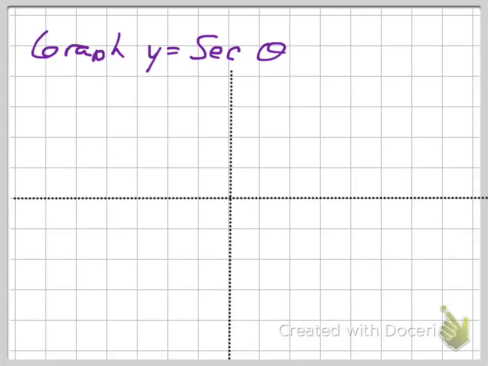So we don't know what it's supposed to look like, so we're going to make a table. It's obviously going to be some sort of trig graph, so it's going to kind of repeat. Once you get figured out what's going on, you can kind of complete it yourself. But we got to figure out what's going on. Secant is the flip of the cosine.